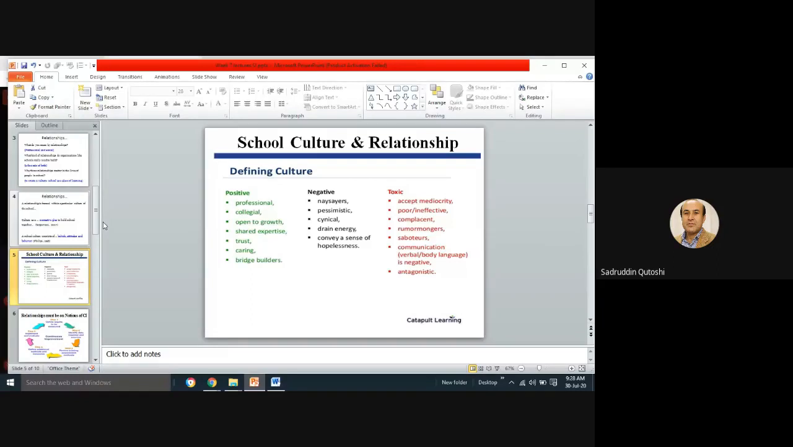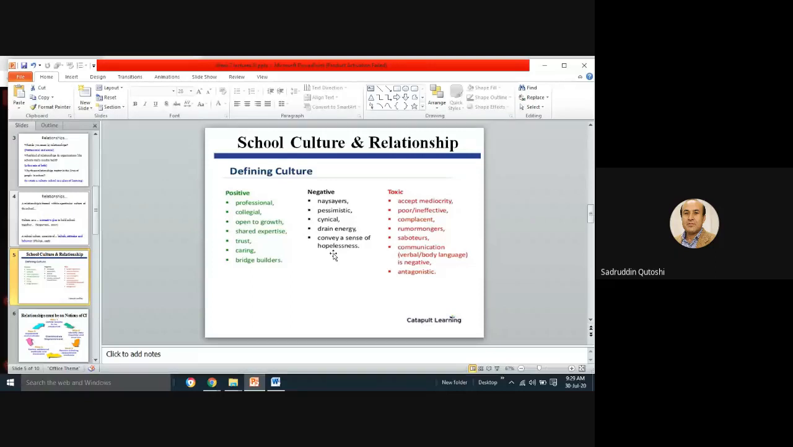If this sort of environment exists in school, this means that you have a very positive culture in school. If this situation is not there, if there are naysayers, worries, lack of trust, people are doubtful about each other, and there is drained energy, you become frustrated. There is hopelessness, fear. If this situation is there, this means that your school has a negative culture.